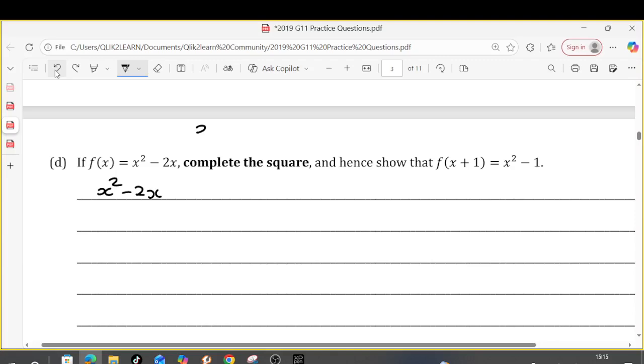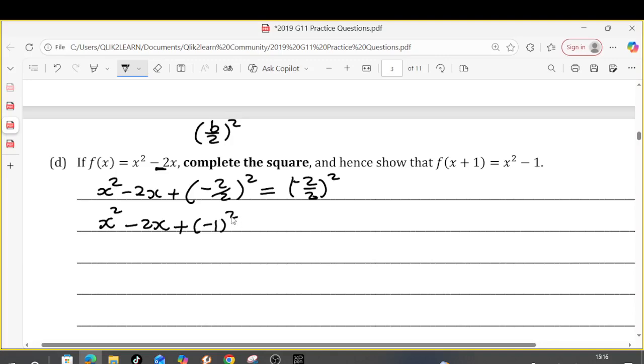Remember, we're going to add b over 2 squared on both sides. We're going to say this is positive inside the bracket. What is the value of b? Negative 2. So this will be minus 2 over 2, everything squared. We add that on both sides. So we have minus 2 over 2 to the power 2. So this will be x squared minus 2x. On the right hand side, you just have to leave it as negative 1 squared. Don't work it out.